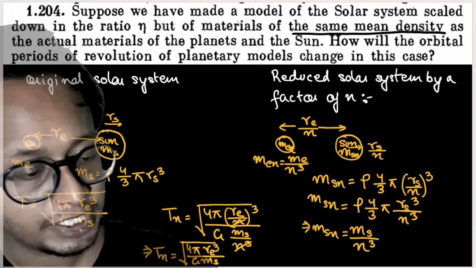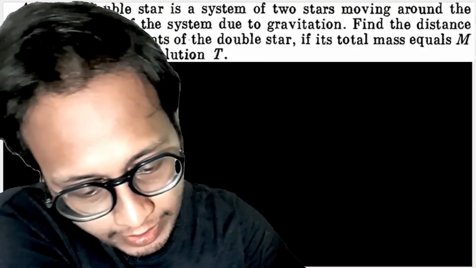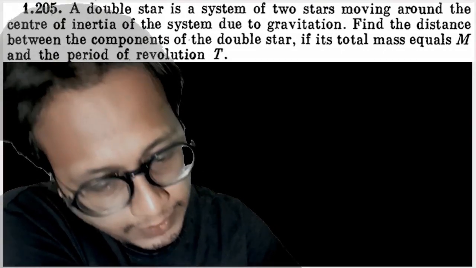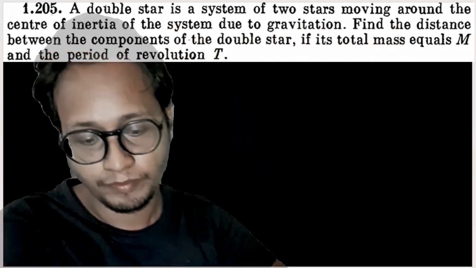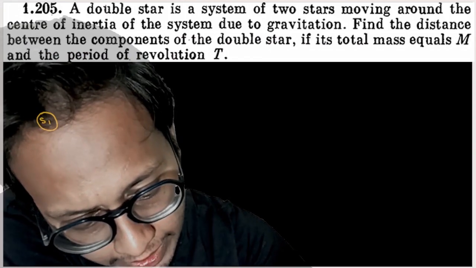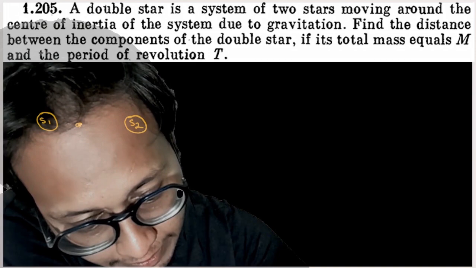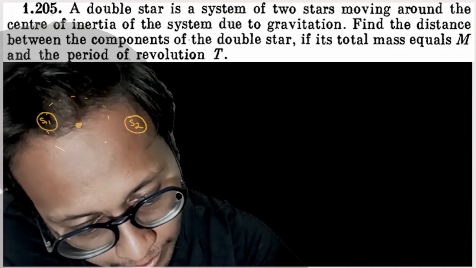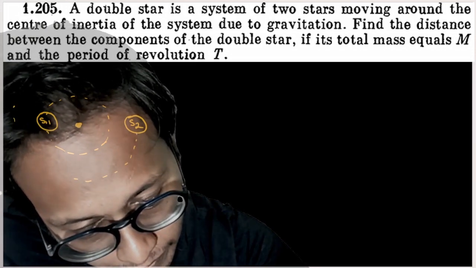So let's proceed on to the next question. This is the second question. Let's see what it says. In the second part of the question, a double star system consists of two stars moving around the center of inertia. That means whenever there are comparable masses, this is star 1, this is star 2. They'll rotate around the center of mass. Let this be the center of mass. So this star will move around this orbit, and the second star will move around this orbit.